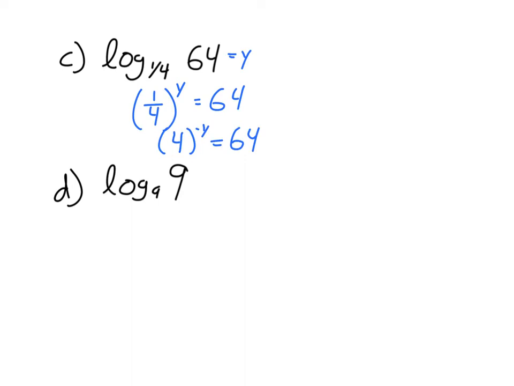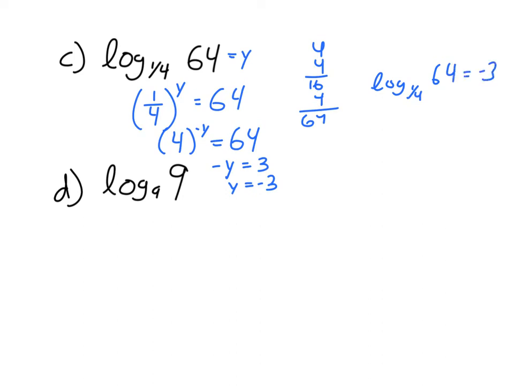What power do I need to bring 4 to get 64? Well, 4 times 4 is 16, times another 4 is 64. So that means that negative y must equal 3. If negative y equals 3, then y equals negative 3. So what's your answer? Log base 1/4 of 64 equals negative 3.